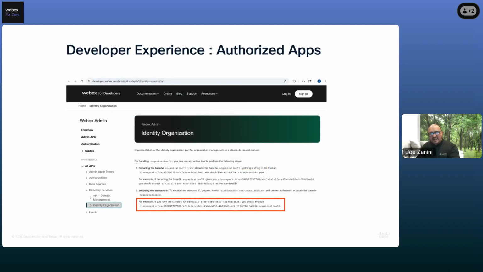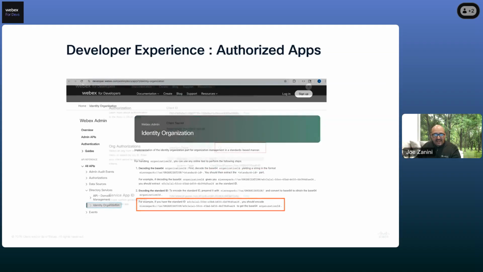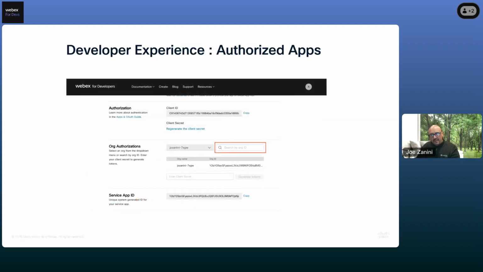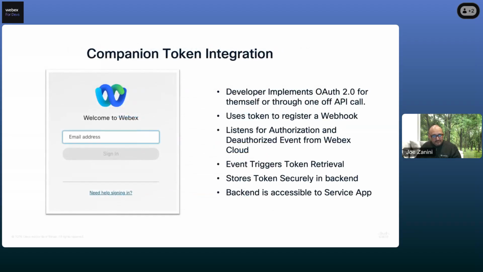That process is documented here at the Identity Organization API. So this is what you would need to use. You would base64 encode the standard org ID, prepended to that standard org ID is this URL, the Cisco Spark URL, et cetera. And then that base64 encoded version of the org ID will work in that search bar. So just something to note.